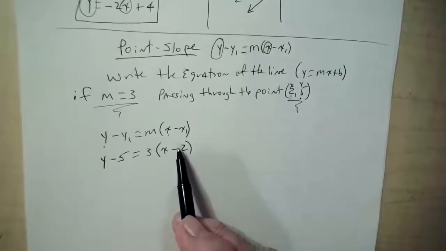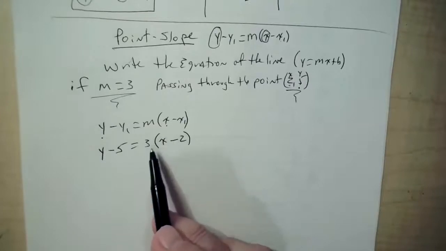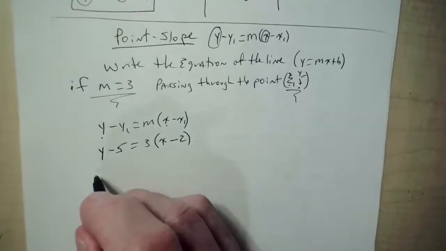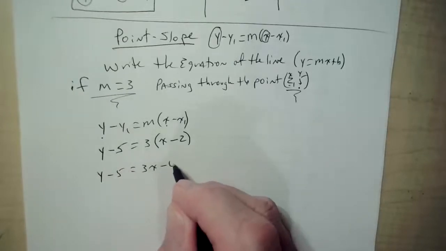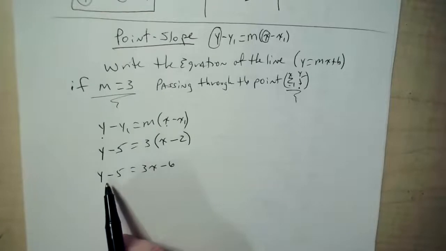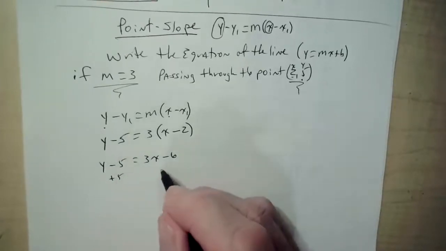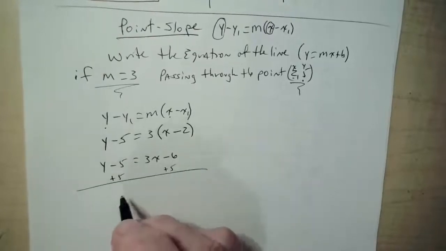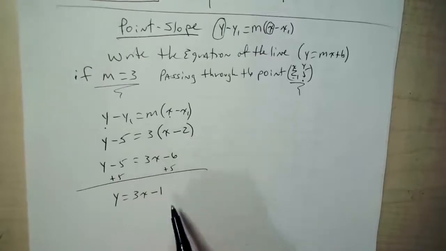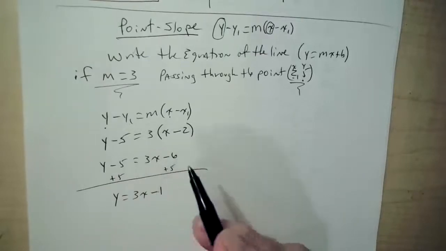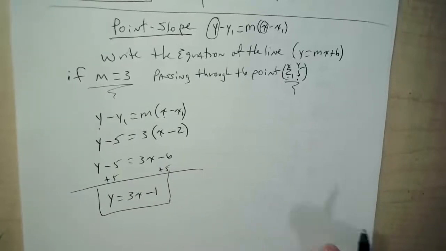Now there's really just one thing you want to do here, and that's to multiply the 3 times everything in here, distributive property. So we get y minus 5 equals 3x minus 6. Okay, now again, we want to solve this equation for y. So we're going to add 5 to each side, and we get y equals 3x minus 1. Okay, negative 6 plus 5 is negative 1. And that's all there is to it. It's really very simple.